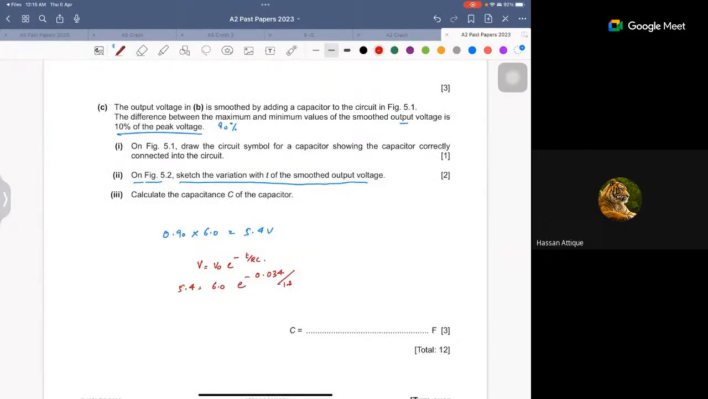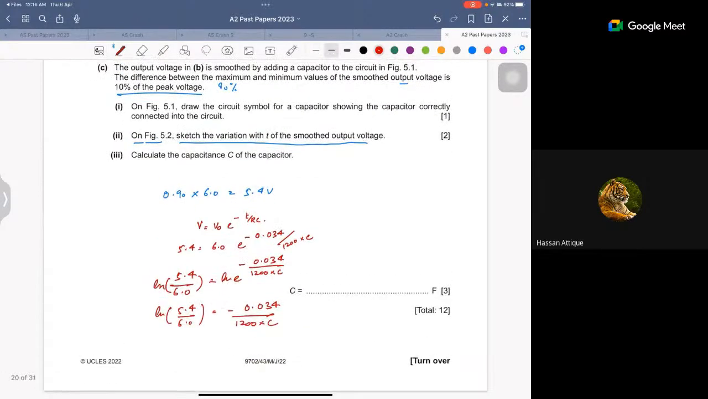1.2 kilo ohms is, I think, 1200. So 5.4 divided by 6 equals e to the minus 0.034 divided by 1200 times C. Take ln on both sides. So ln 5.4 over 6.0 will be equal to minus 0.034 divided by 1200 times C. Ln e will cancel out.